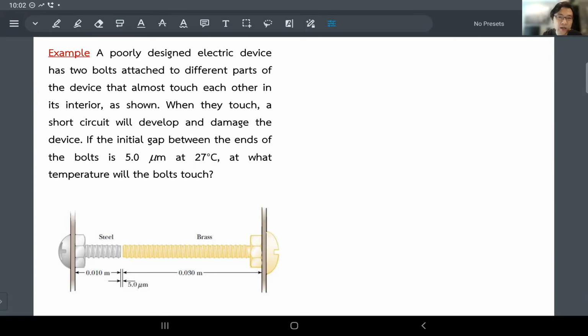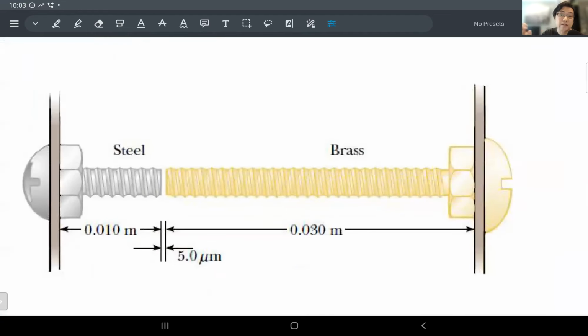Okay, so this is kind of a good level. It's like an exam question level. It's not that difficult, but at least you have to apply something to it. However, I would consider this one very straightforward because the bolt is already attached on each side of the wall of the interior part of the device. So the expansion will happen to only the open ends of the bolt. That means when you warm this thing up, the steel will expand to the right and the brass will expand to the left. And eventually they're going to touch at some temperature. Does that sound good? All right.